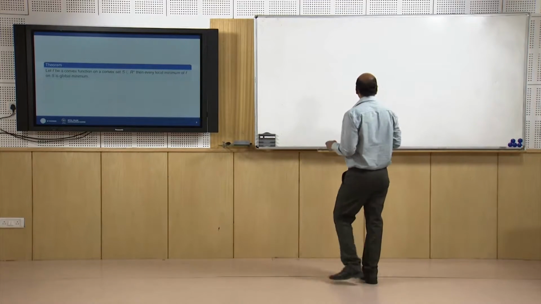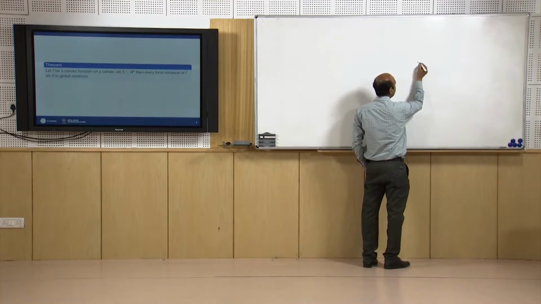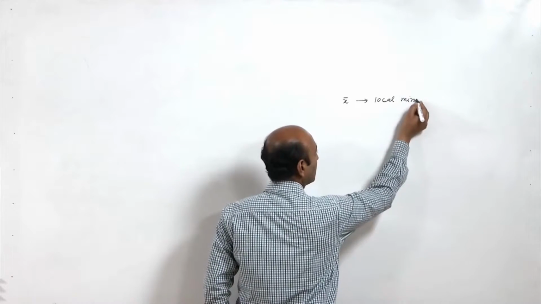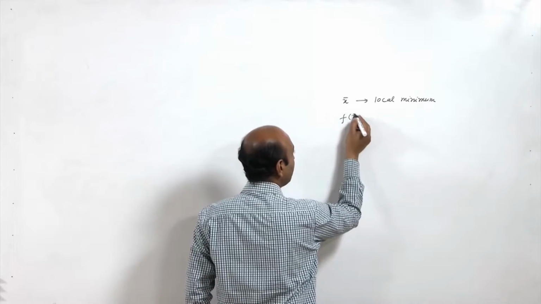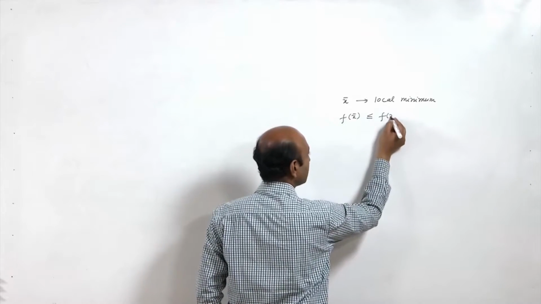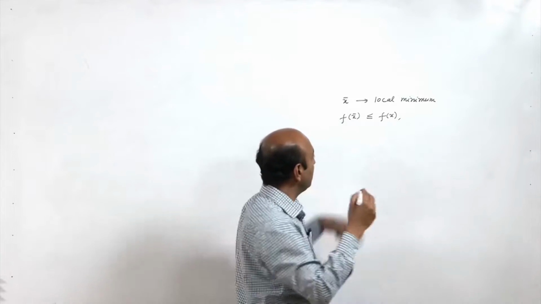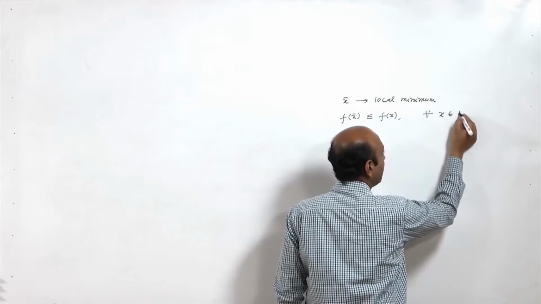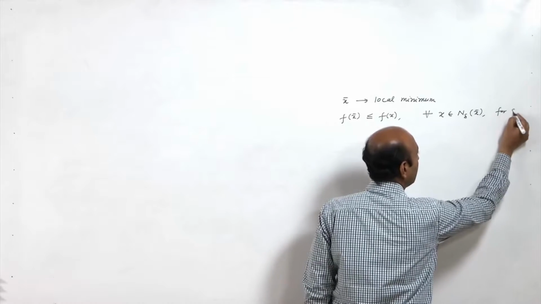Okay. So, what do we mean by local minimum? Local minimum means that suppose x bar is a local minimum. Okay. So, what does it mean? It means that f(x bar) will be less than or equal to f(x) for some neighborhood of x bar. You take a neighborhood of x bar, so it is for all x belonging to the delta neighborhood of x bar, for some delta greater than 0.